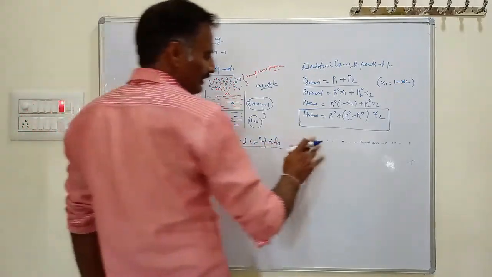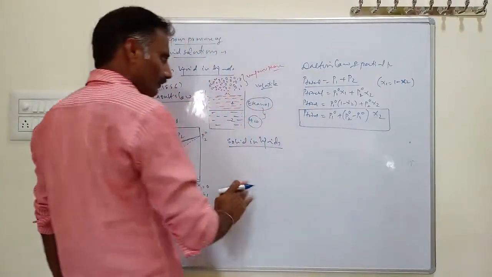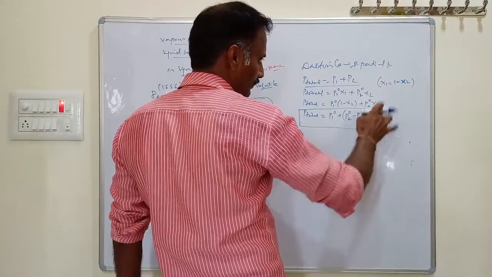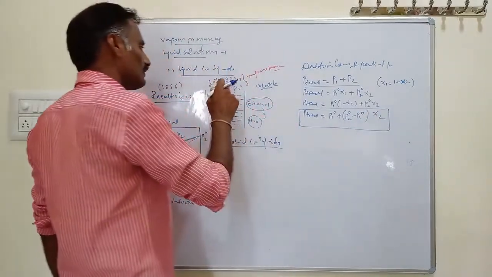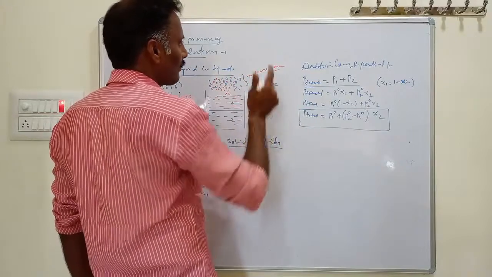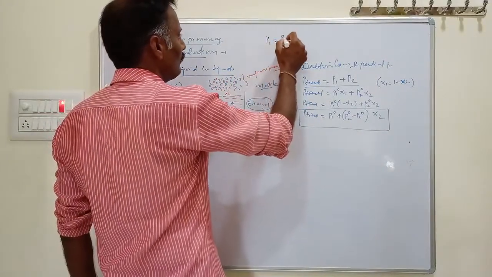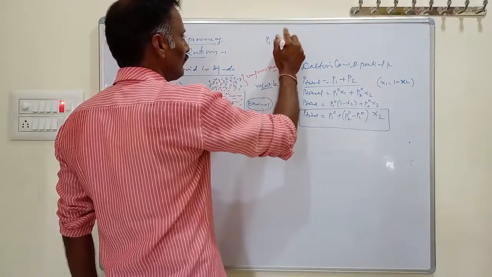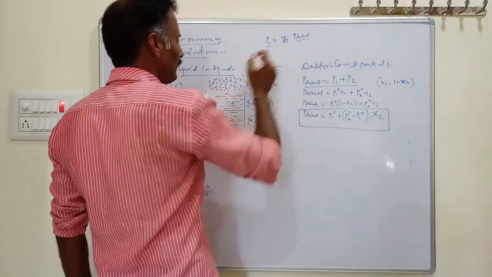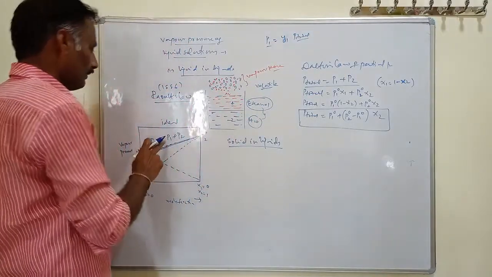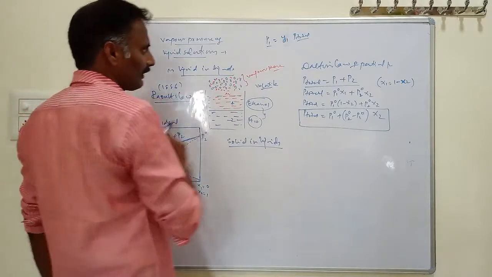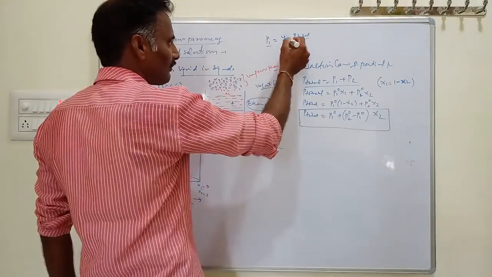By using Raoult's law, you are not only finding the mole fractions x1, x2, we are also calculating the mole fraction of components in the vapor phase. The mole fraction of the components in the vapor phase according to Dalton's law is given by P1 equal to Y1 into P total. By knowing P1, the partial pressure of component 1, and P total, you can calculate the mole fraction of the components in the vapor phase.